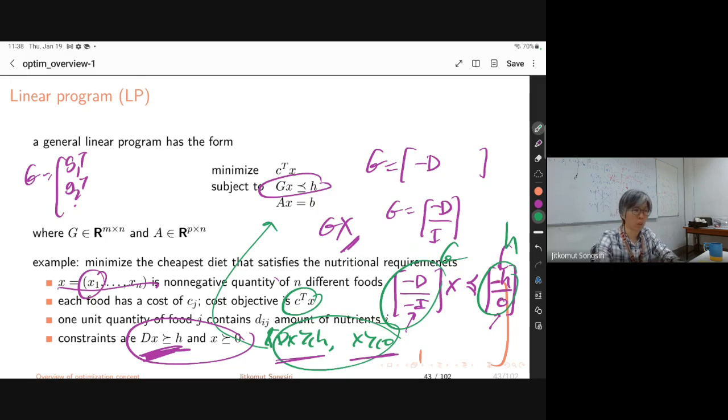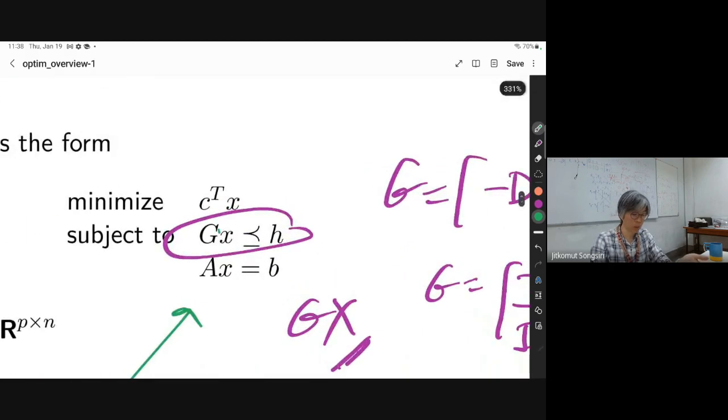And again, I don't want to swap the screen again. When you have a linear program, you have a specification for the linear program. So it's your job to recognize what G, H, A, B, and C are, and just put them back into the command.